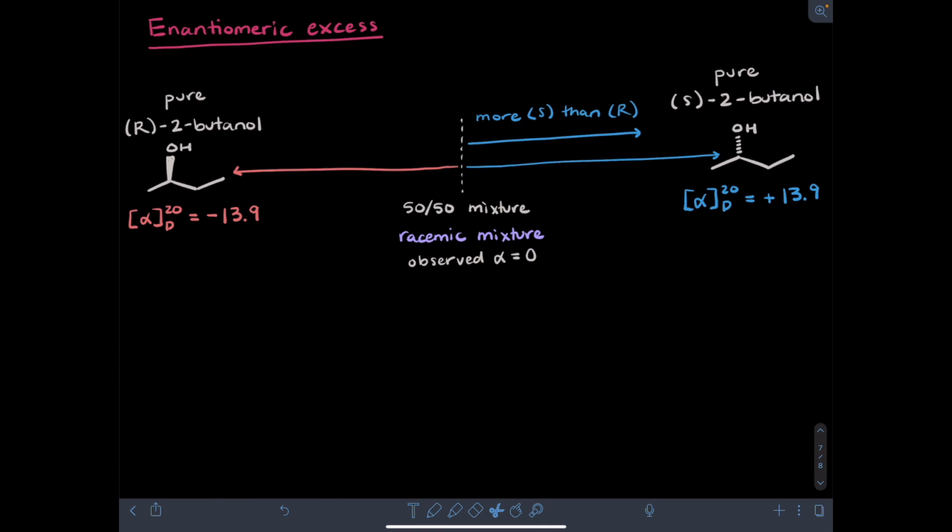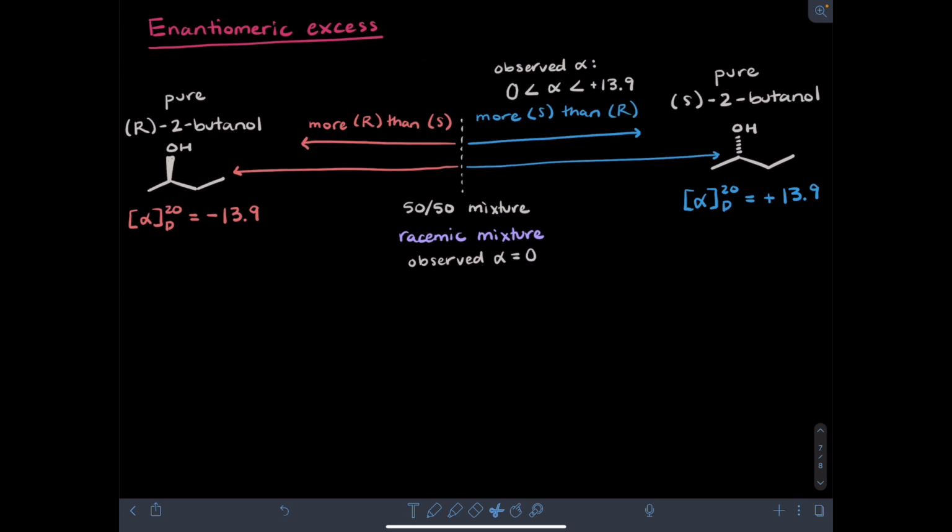Now let's consider that you have more of the S-2-butanol present than you have R present, but it's not 100% S enantiomer. If you have more of your S enantiomer present compared to the amount of R enantiomer, your observed rotation alpha is going to be less than 13.9, but greater than 0. The exact number depends on exactly how much more S enantiomer you have.